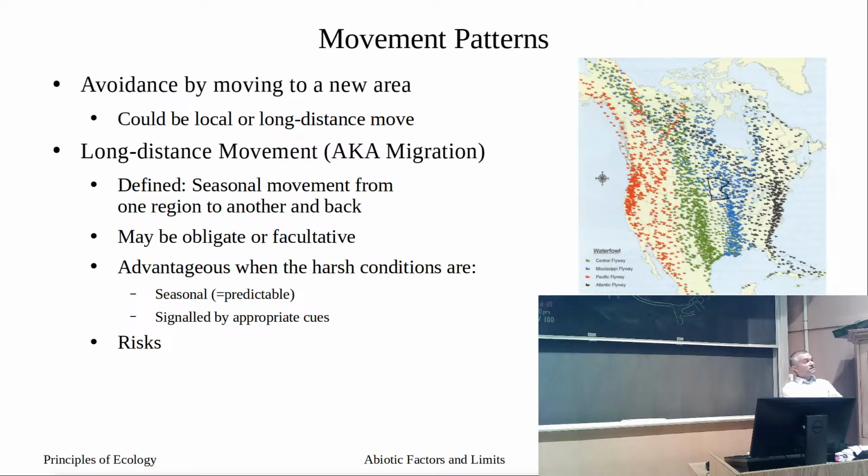Now, our avoidance strategy could be either a local move. We walk outside barefoot, the concrete's hot, and we quickly move to an area that doesn't burn our feet. That's a local move. The organism senses its environment, it's uncomfortable and bad for us, so we move immediately to a new area. But we also have long distance movements.